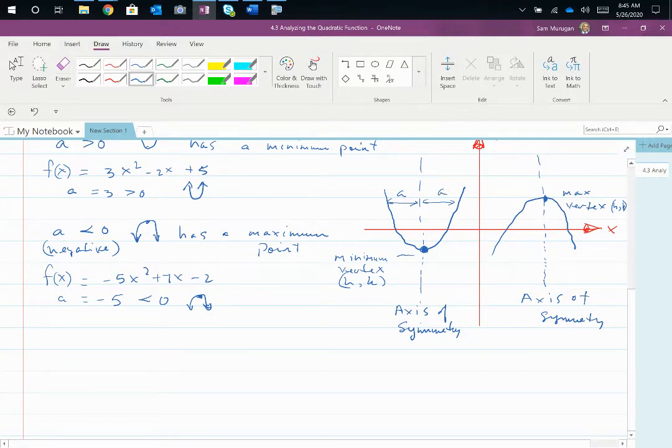So this is not properly drawn here. Maybe I can do a better job drawing it. If we went a units to the left, we would also go a units to the right. Now that axis of symmetry is a vertical line, and remember that the equation of a vertical line is x is equal to some number. In this case, this is the h value of the vertex, so x is equal to h is the equation of that vertical line.